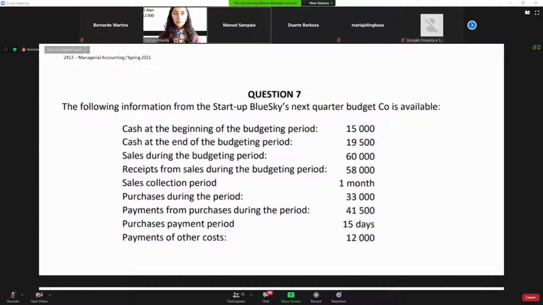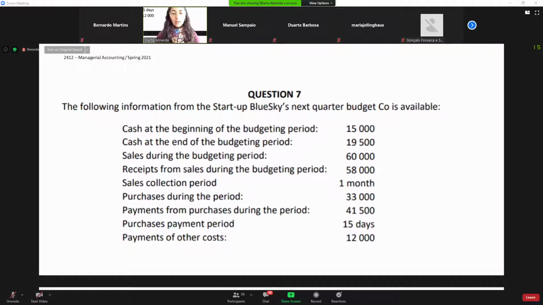Sorry, can you explain again the 18,000 of the difference? Yeah. So the 58,000 that we have there, which is the amount that the company expects to receive, the cash it expects to receive from clients, will include the amount that the clients were owing at the beginning of the period, plus the sales that they will pay for in the period.